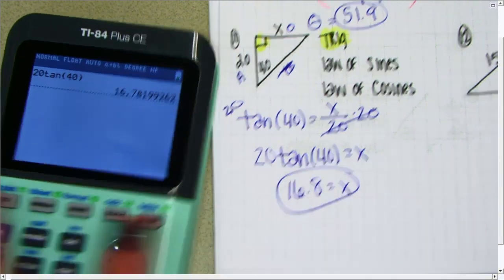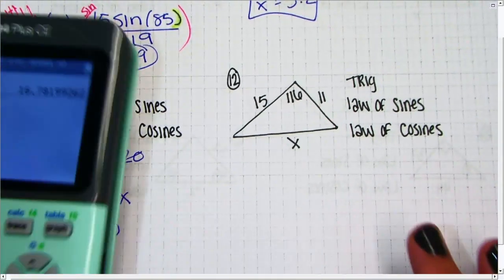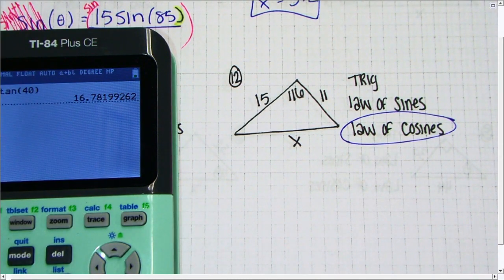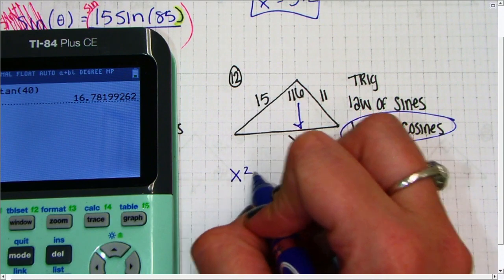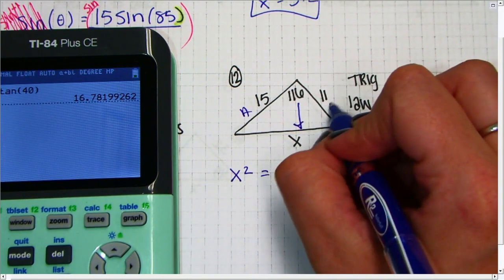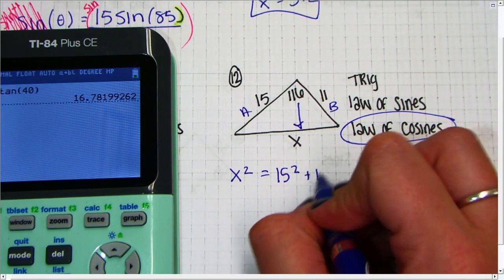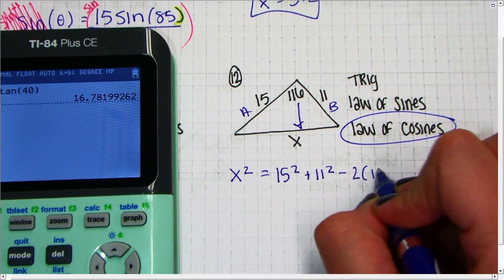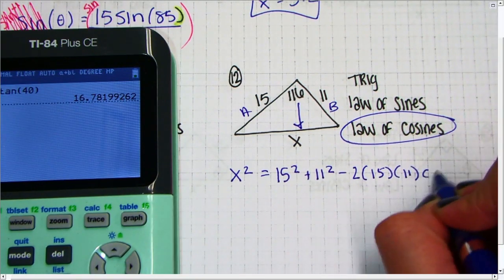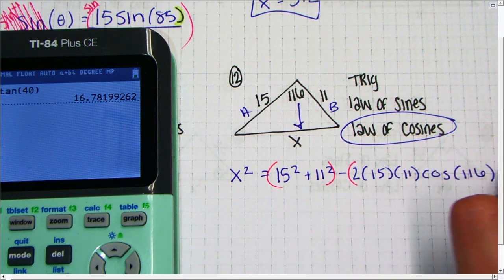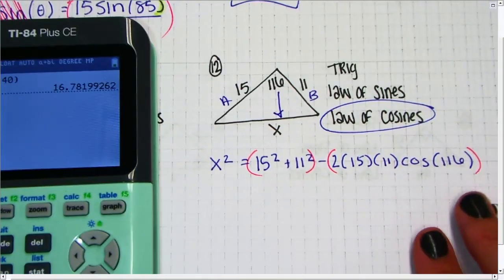And for the very last one, I see 3 sides and 1 angle. By default, that is law of cosines. So across the angle, that's my C value. So I get x squared, and I'm going to make 15 a and 11 b. That equals 15 squared plus 11 squared minus 2 times 15 times 11 times cosine of 116. Remember, when you're typing it into the calculator, you should put the first group in parentheses and the last group.